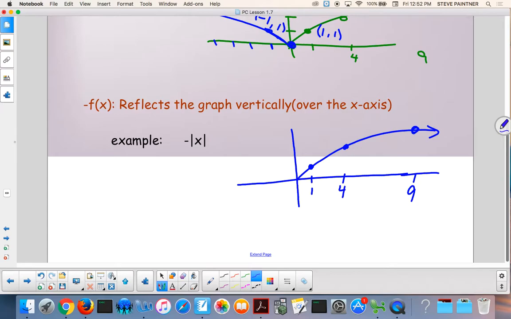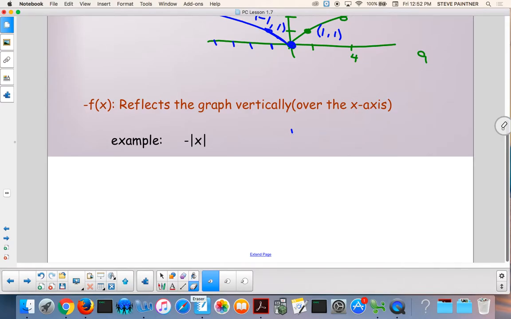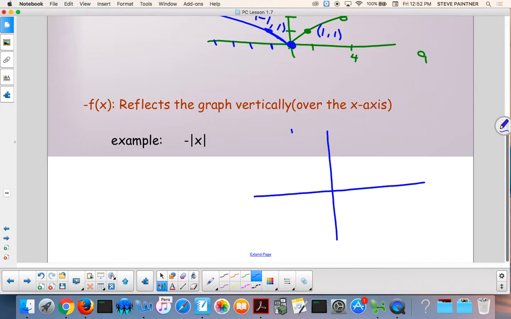I drew the parent. This is the square root of x. Oh, it's absolute value. Didn't see it. Sorry. Okay, let's do absolute value. Down, up. It's a V. And of course, 1, 1, 2, 2.